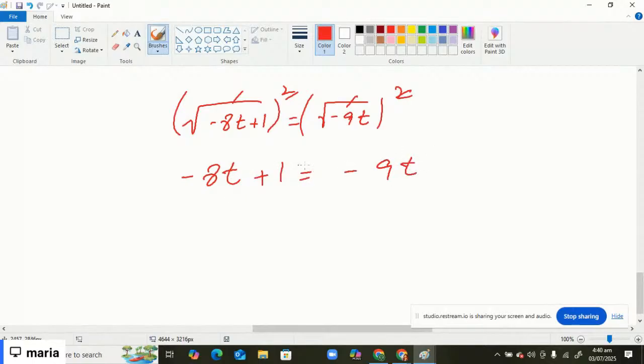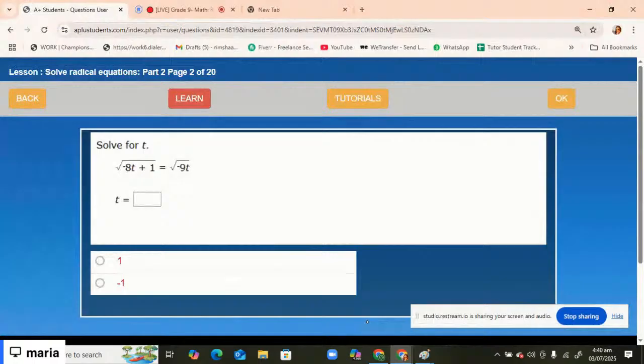Moving this 8t from this to that side, or otherwise moving 1 from this side, and then you are going to move minus 9t from this side. Plus 9t is equals to minus 1. So minus 8 plus 9 is 1. t is equals to minus 1. So t is equals to minus 1. Let's see, is there any option for minus 1? Yes, it's here.